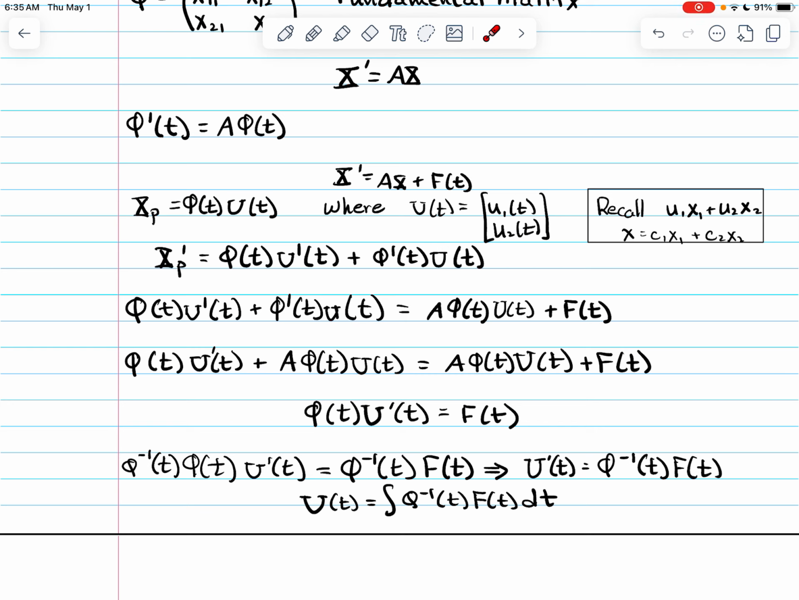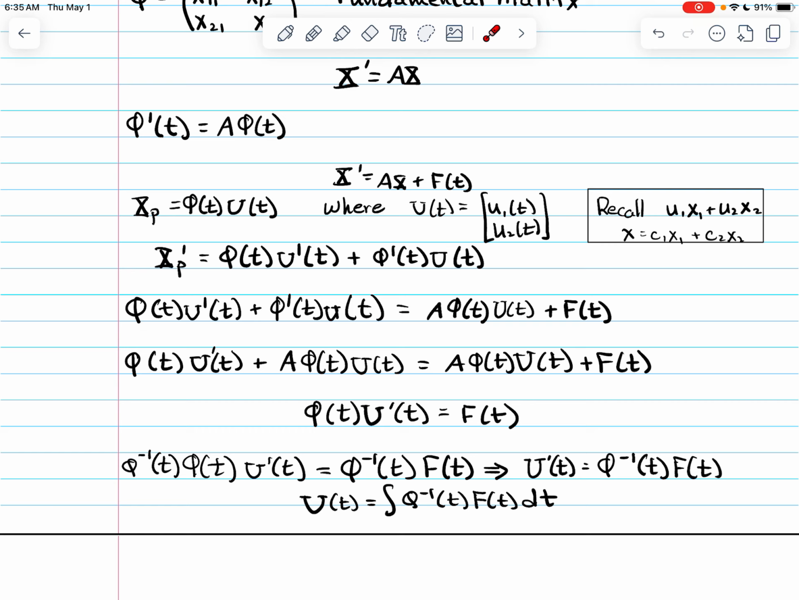Now, I'm going to apply the inverse of phi of t to both sides. See? Here's the inverse of phi of t. I apply it to this side over here and this side over here. And now I just get U prime of t equals phi inverse of t times f of t.